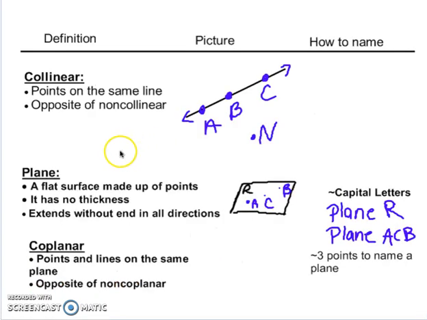Our next definition is collinear, which are points on the same line. And it's the opposite of non-collinear. So collinear would be, you can see we have this line here, and collinear points would be B and C. They're points on the same line, just like A and B would be collinear. Non-collinear would be point N and point C. Those would not be points on the same line.